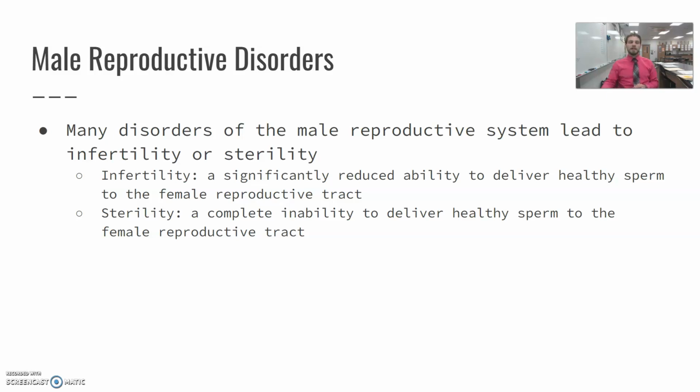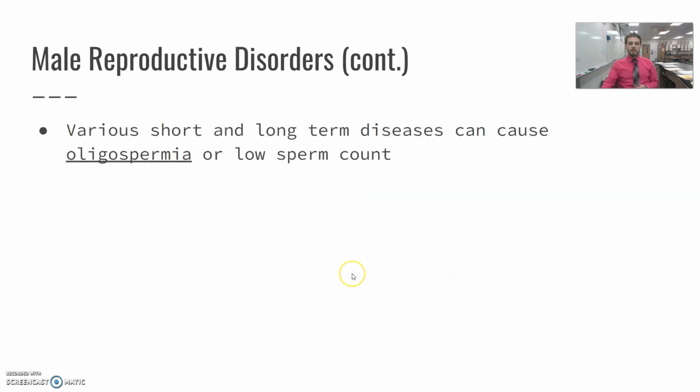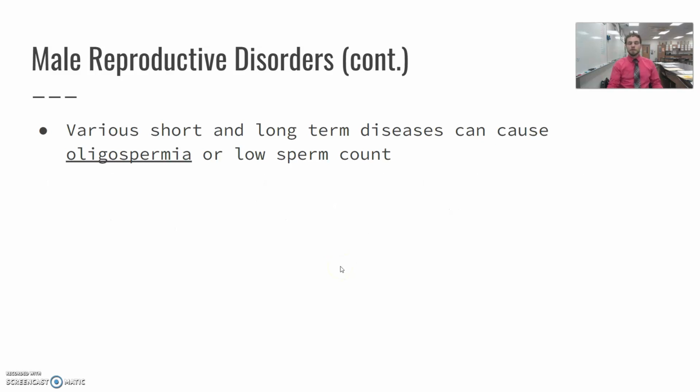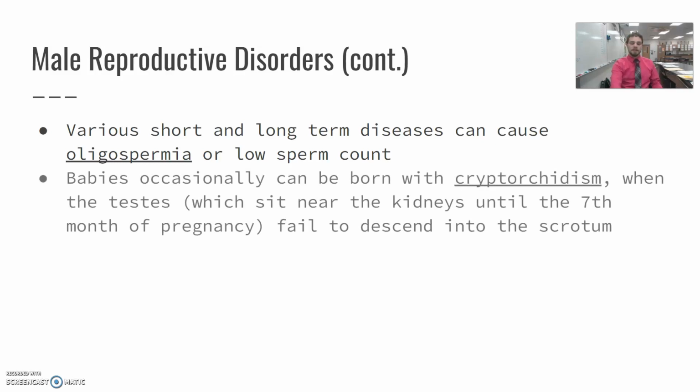Sterility is complete inability. Different short or long-term diseases can cause oligospermia, which is what we call a low sperm count. I will say oligospermia is still infertility because you still have some sperm, so it is still possible to reproduce, but it is not sterility because you still have that chance.